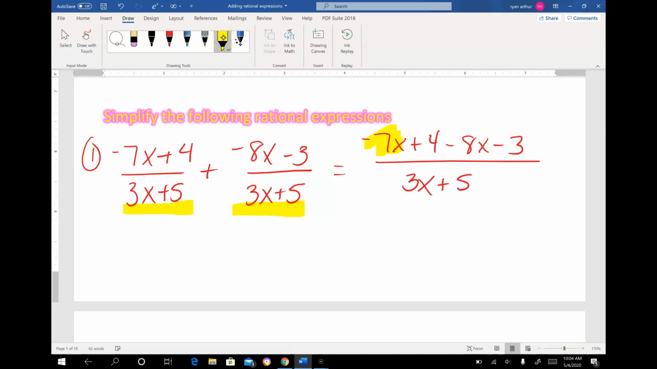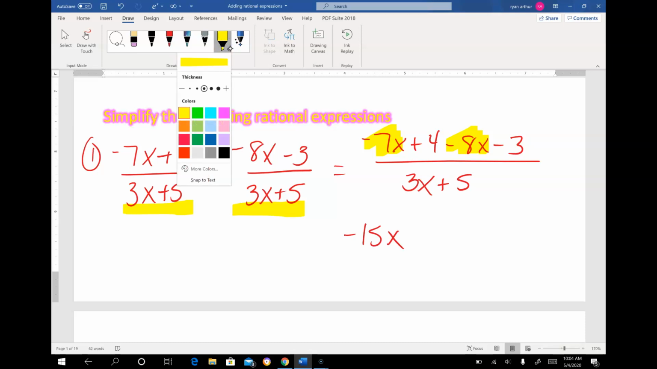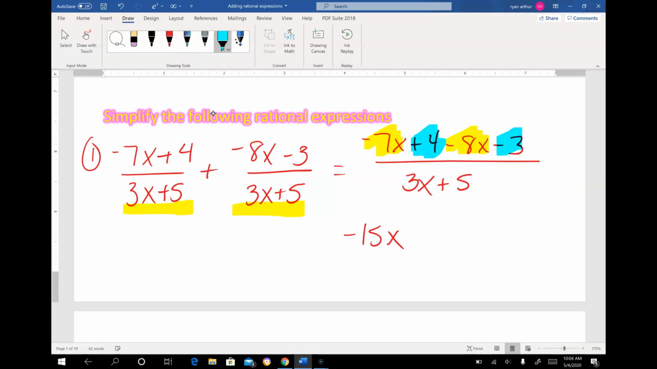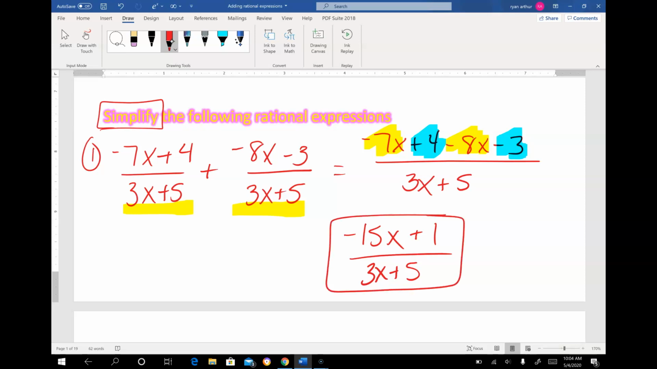I've got a negative 7x and negative 8x. That's going to give me negative 15x. Then I have positive 4 and a negative 3. That's going to give me a plus 1 over 3x plus 5. Now, when you get here, sometimes you can simplify it even more because the instructions say to simplify. That means lowest terms. Well, 15 and 1, there's no common factors. So this is as simple as it goes, and that's your answer.